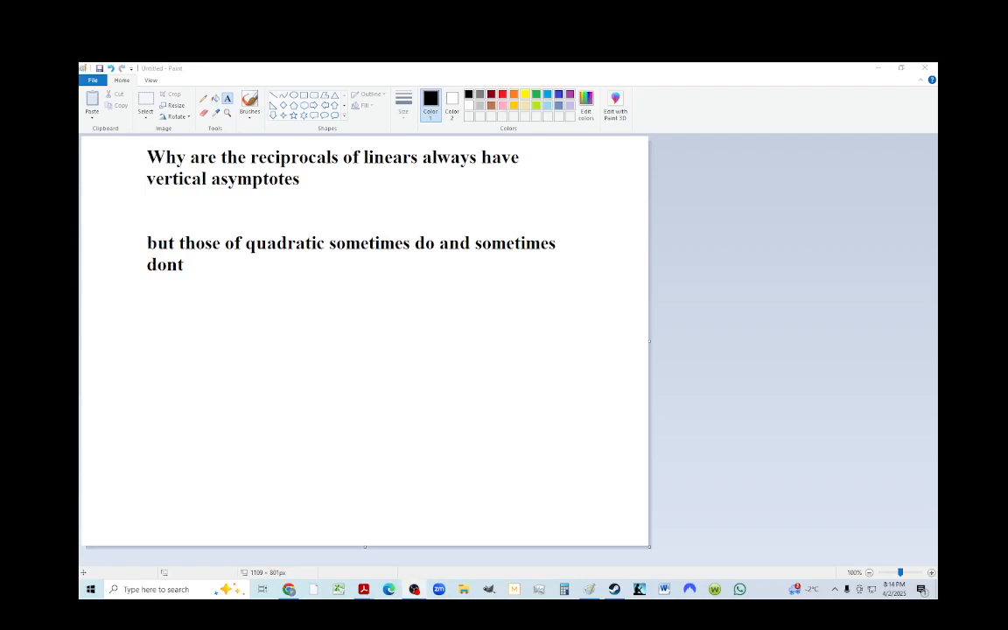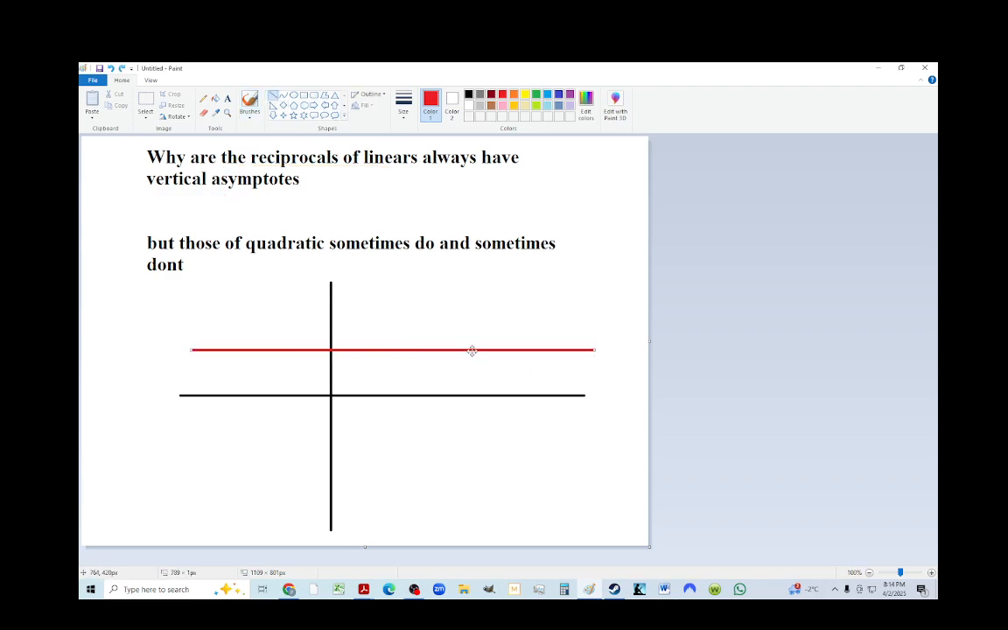Okay, now this is sort of a common sense question. It's why do reciprocals of linears always have vertical asymptotes and quadratics sometimes do and sometimes don't? Well, this helps to know what linears always do. A line, and we have to be careful because there's one exception to this rule right here, but you'll never see it anyway, is a horizontal line that's above the x-axis will not have a reciprocal. It will be a vertical line.